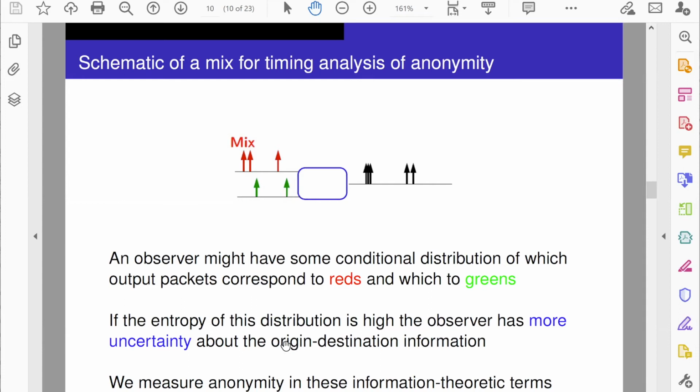So the statistical way to do that is to think about some maximum likelihood analysis, which gives you a conditional distribution on which of these incoming packets to attribute to the outgoing packets. And then we look at the entropy of this distribution. Entropy is just a measure of uncertainty. The higher it is, the more anonymous you are. So that's how we measure things in this project.